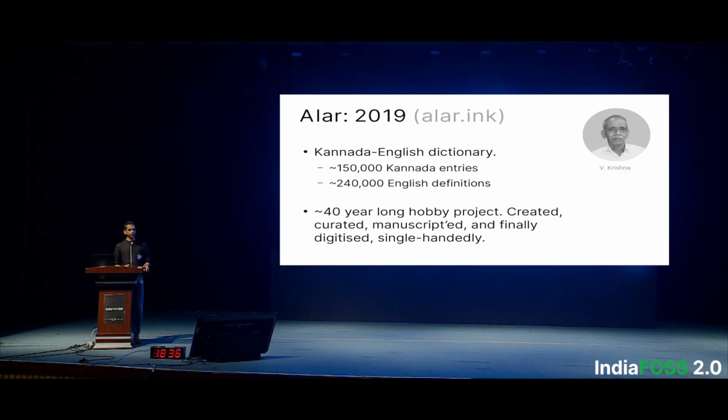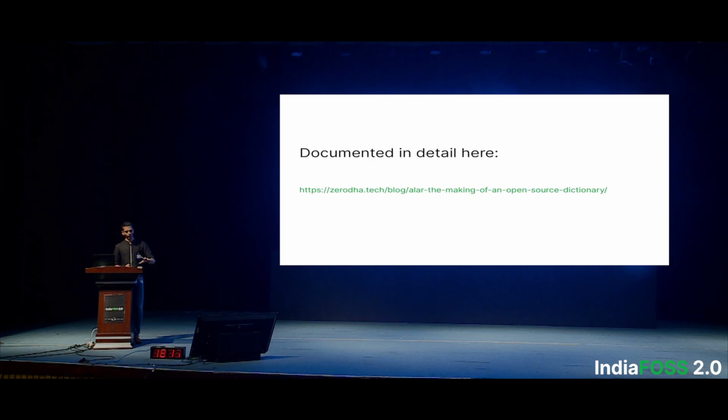So we started working on Alar. Alar means bloom in Kannada. In 2019, and because this was a side hobby project, it took a while. And in 2020, we launched Alar. It's available on alar.in. And I think it's probably one of the largest open data dictionaries in the world, and probably the only kind when it comes to the quality of work. And the entire story, the history, is chronicled on this blog post.